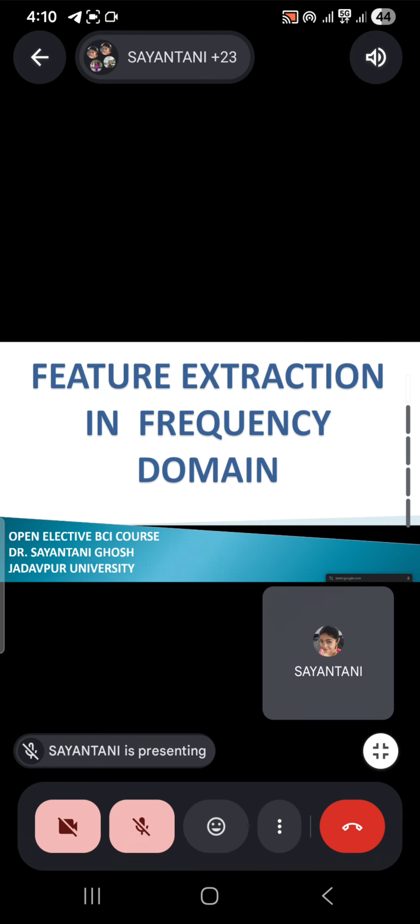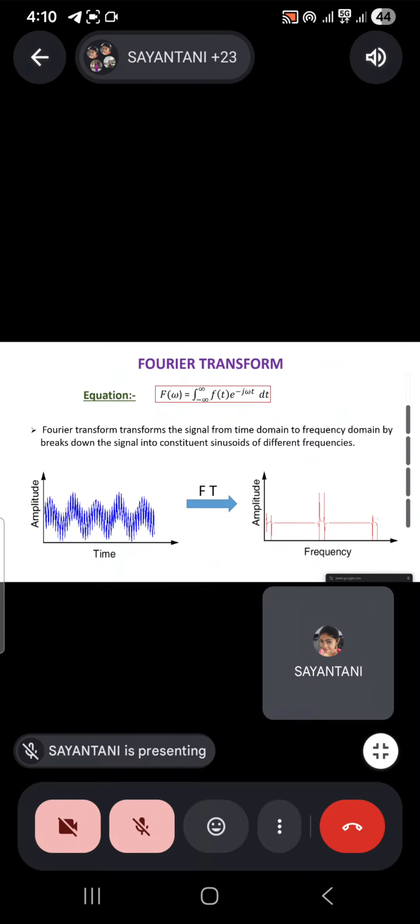Okay. So first, we are going to cover the feature extraction process in the frequency domain. So all of you must be familiar with what is Fourier transform. So this is the basic mathematical formulation of a Fourier transform. Now, before going into the details of the mathematical formulations, what we are going to study is the main physical interpretation of each of these transforms.